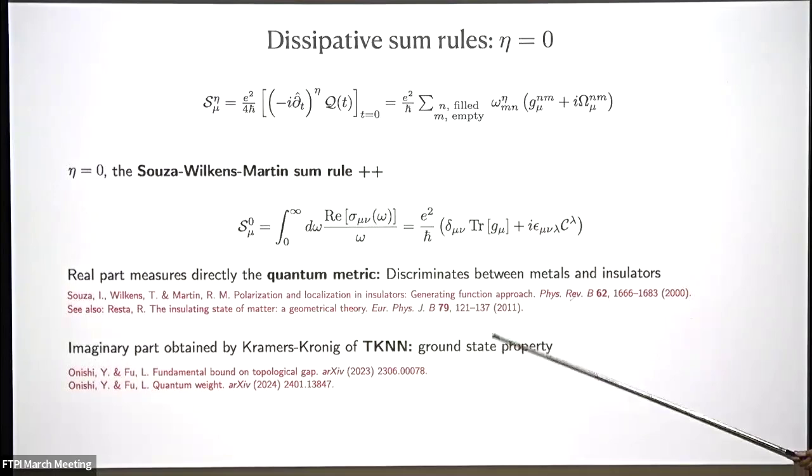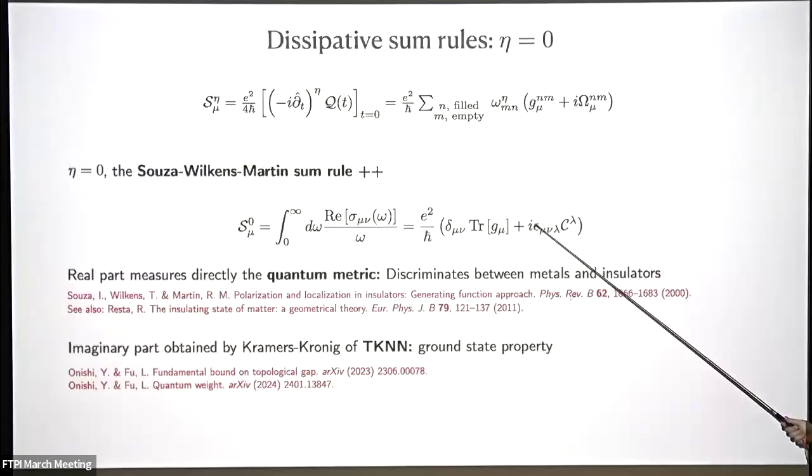There's also the imaginary part of the same sum rule, which is basically the TKNN. So it comes from the Kubo formula of TKNN, and that was really nicely described in the recent works by Liang Fu and Yugo Nishi. So you see that in the first moment it is really just picking up the metric. Okay, so this is the zeroth derivative, it's just picking up the metric.